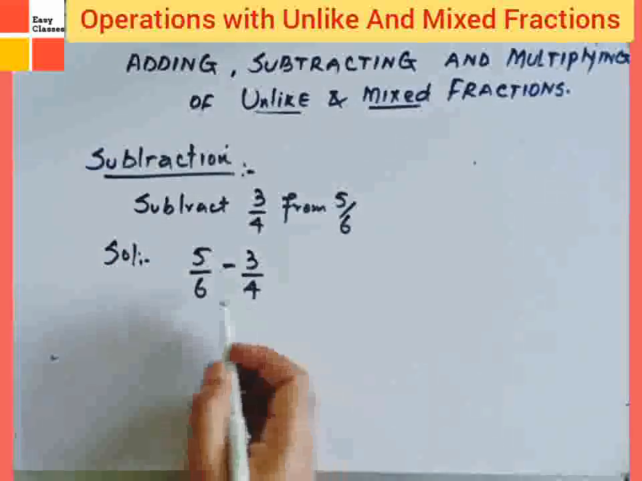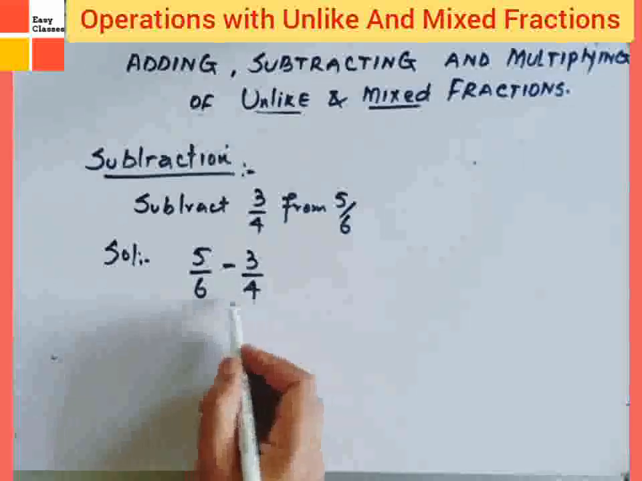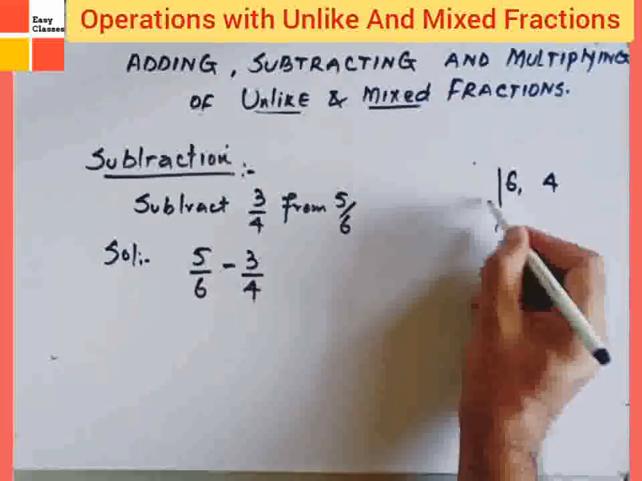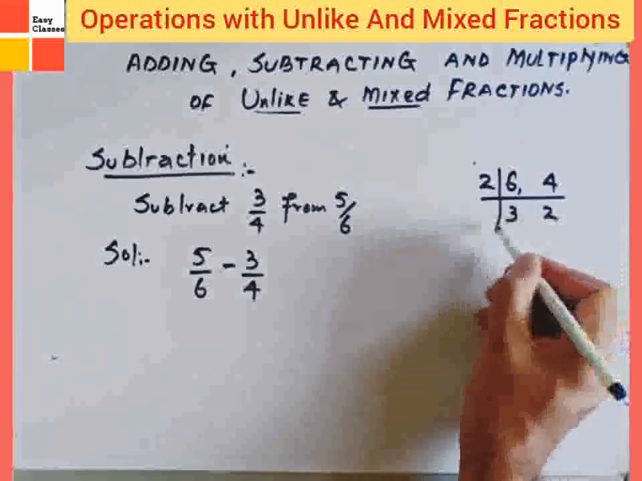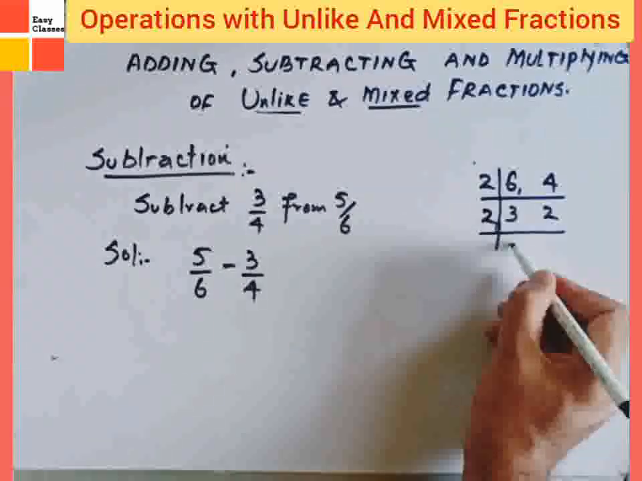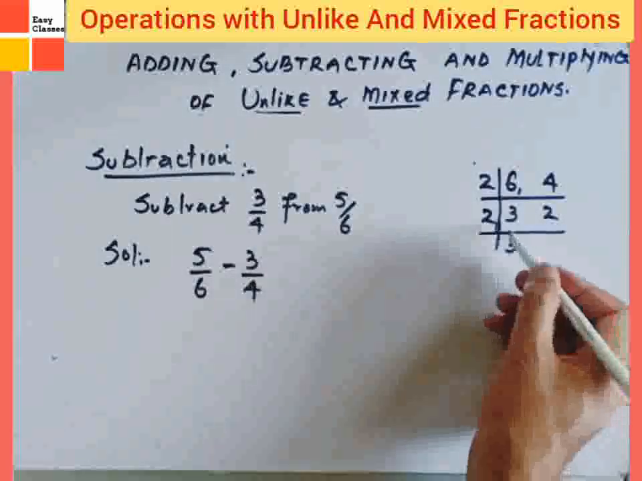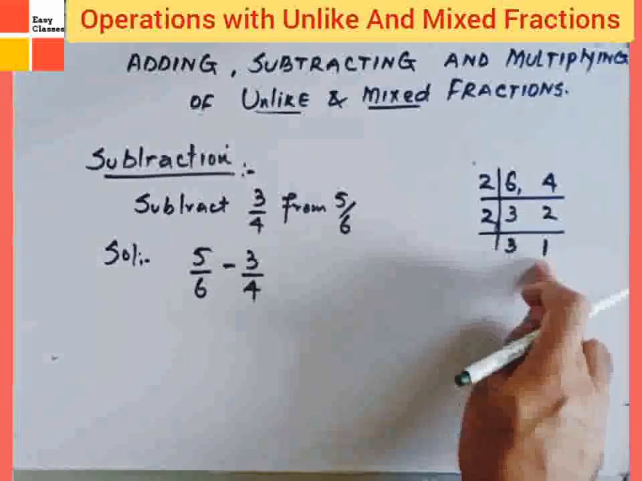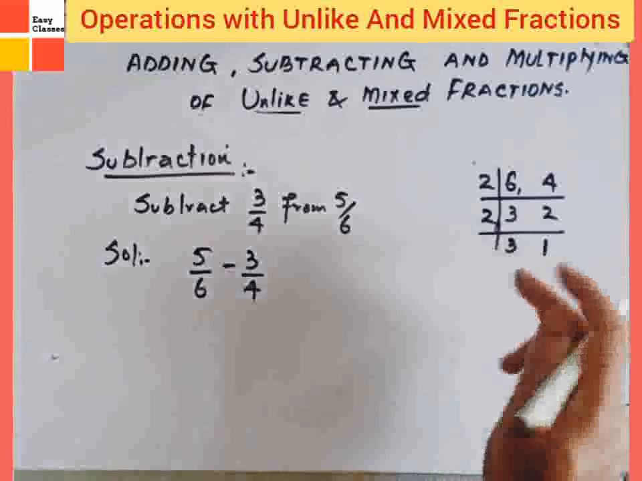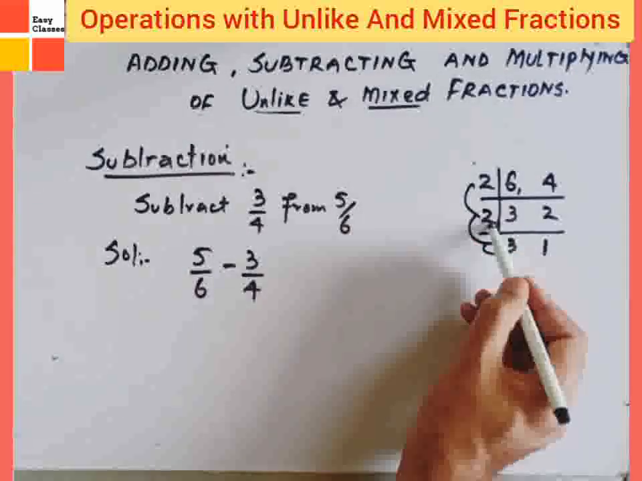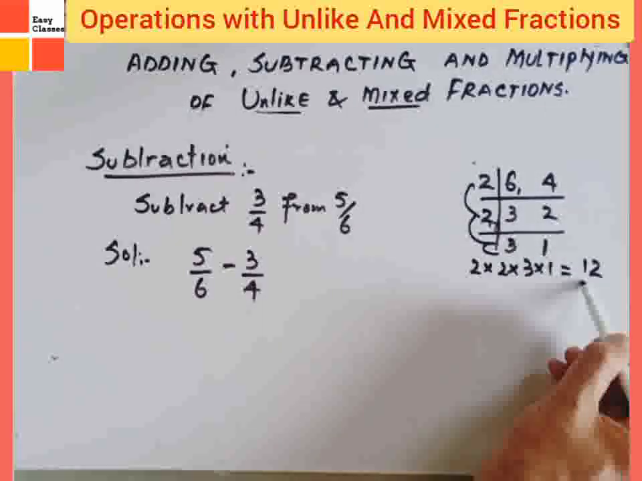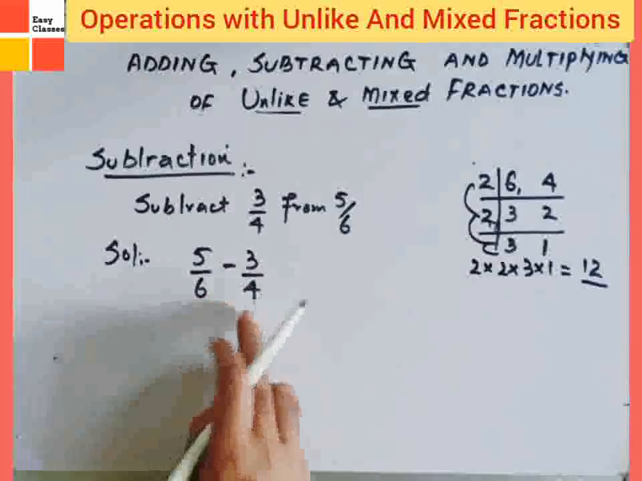See, you have to find the LCM of the denominators of each of the fractions. I will take these denominators here and try dividing them. 2 threes are 6, 2 twos are 4, then 2. Take this 3 down as such because it cannot be divided by 2, and 2 ones are 2. Once you get 1 in the answer, you have to stop right there. Then try multiplying these. 2 twos are 4, 4 threes are 12, 12 ones are 12. So the LCM of these denominators is 12, right?